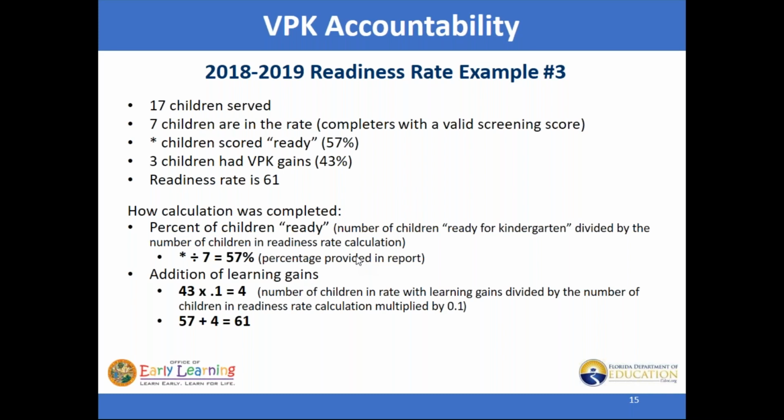The learning gains were calculated to be 43%. So we ended up with a 57 as the readiness score for kindergarten screening, and the total readiness rate after we added learning gains is 61. 57 plus the 4 from learning gains equals the 61.